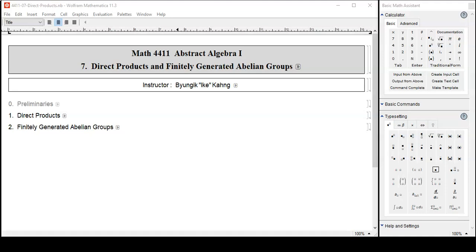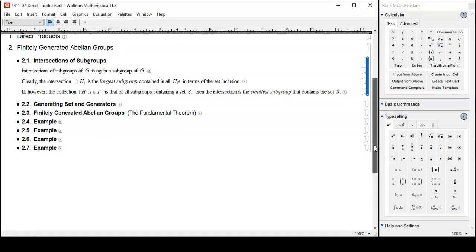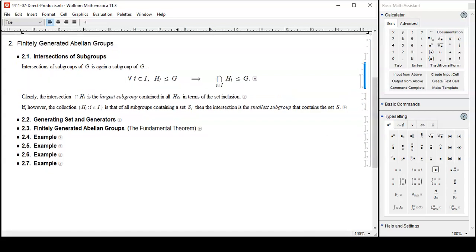Now let's go to section 2. Finitely generated abelian groups. Before that, however, we need some preparation. And the preparation begins with the intersections. This is what we want to establish.